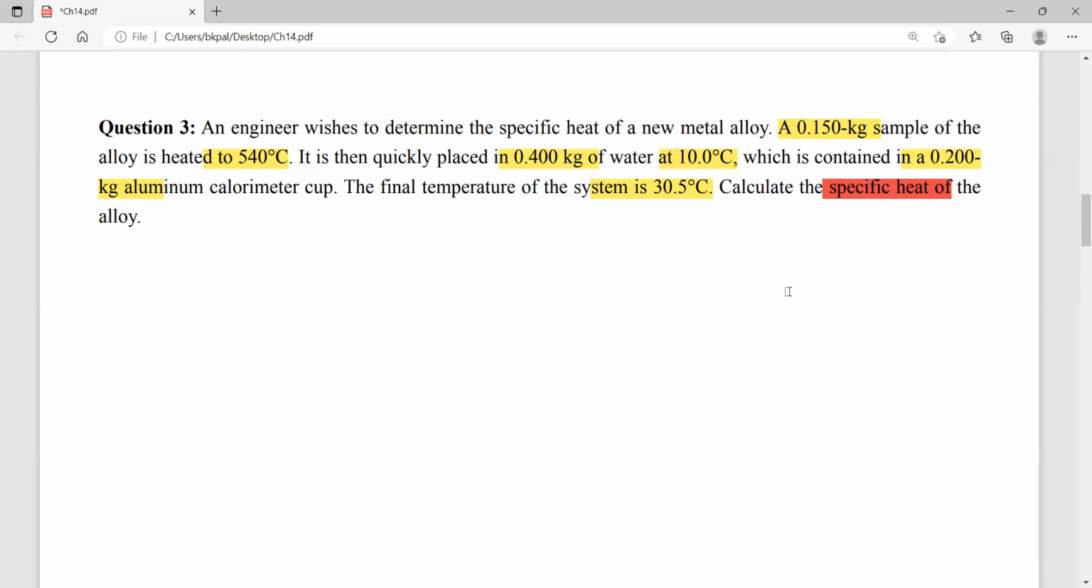Now here you see that the sample is at a very high temperature, right? When you put the sample in the water, the sample will lose heat. On the other hand, the water and the aluminum cup will gain heat. Now here we will have three terms. In the last problem, we solved a similar problem, but there we had only two terms. Here we will have three terms: one for the sample, one for the water, and one for the aluminum cup. Other than that, it's exactly the same thing.